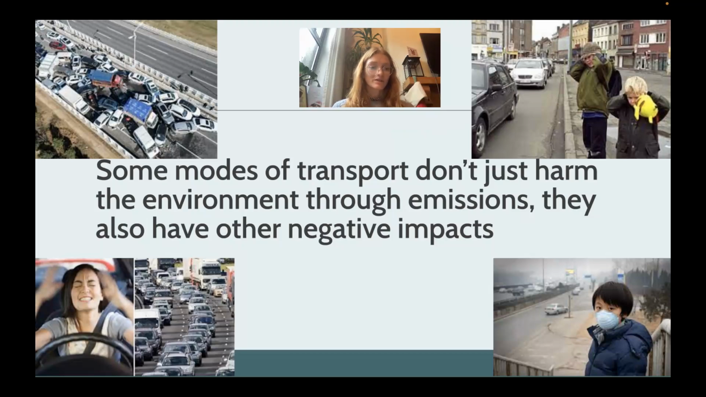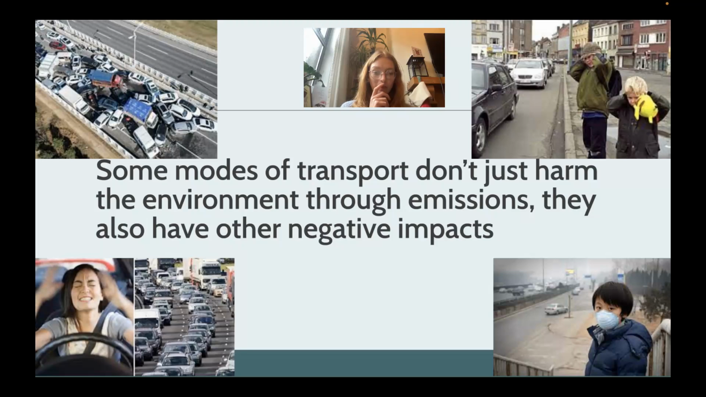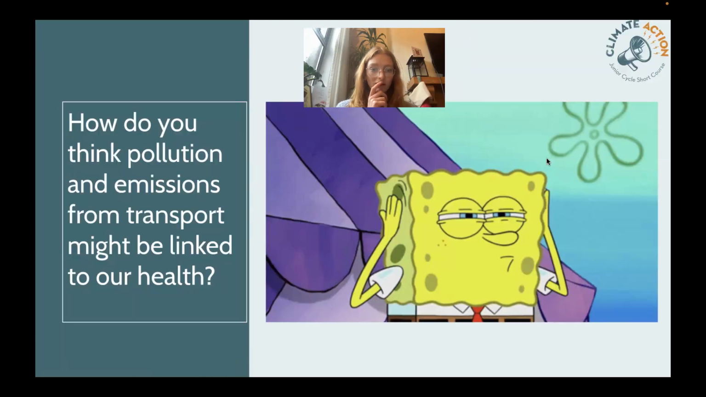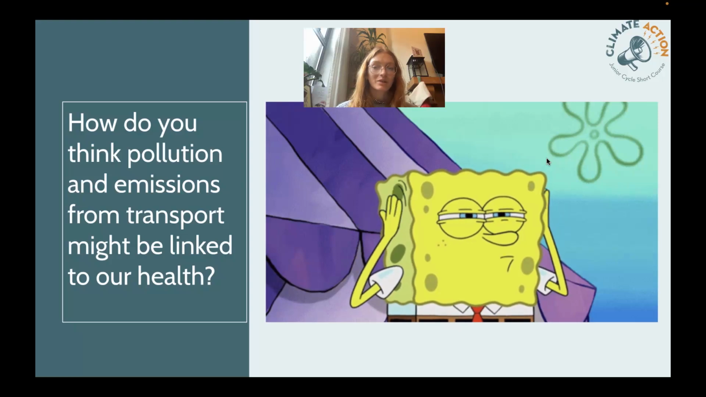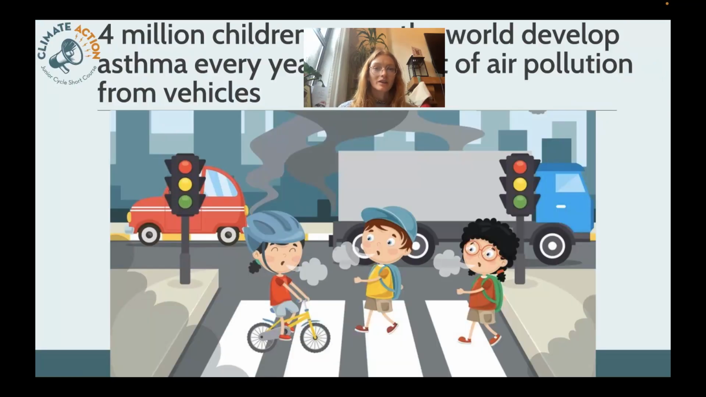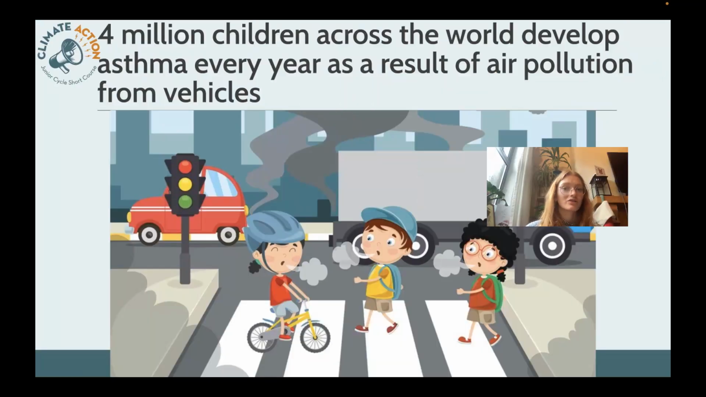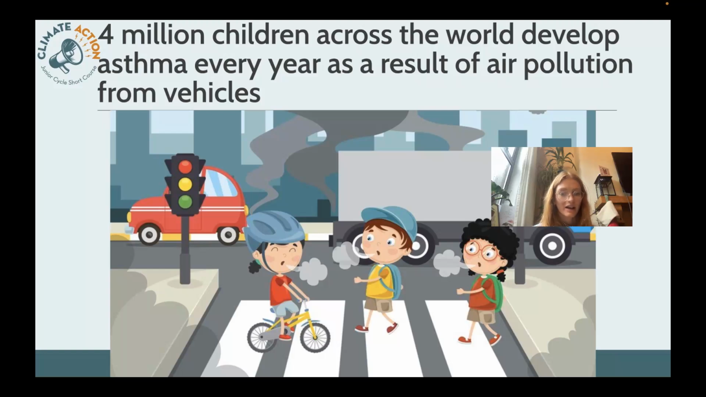asking the students, what are these things showing us about different modes of transport and the polluting transport systems that we have? What other negative impacts do they have apart from just emissions? So you're getting to think about how pollution and emissions from transport might be linked to health. This is just one fact: 4 million children across the world develop asthma every year as a result of air pollution from vehicles. And there are a lot of stats to link transport emissions to health impacts.